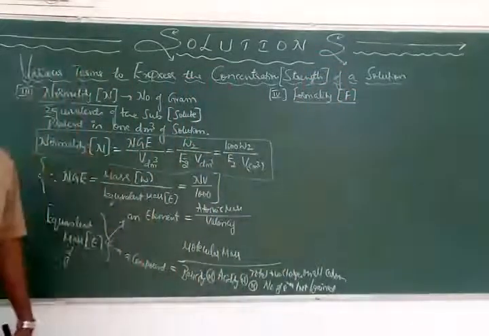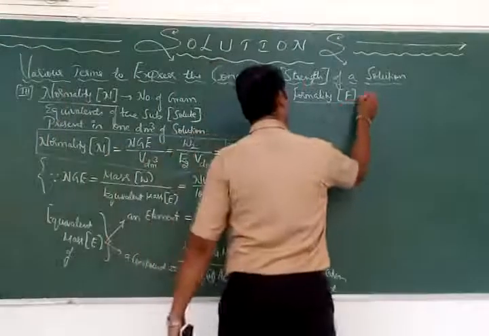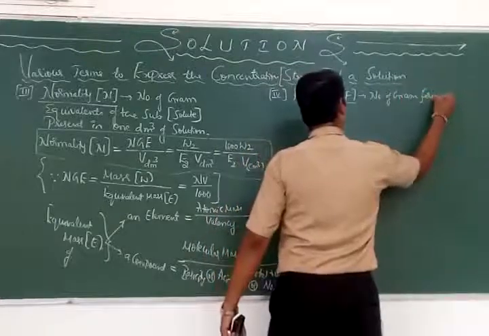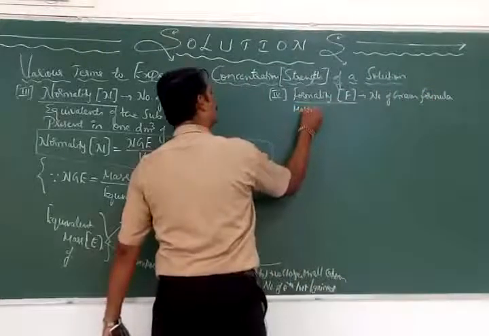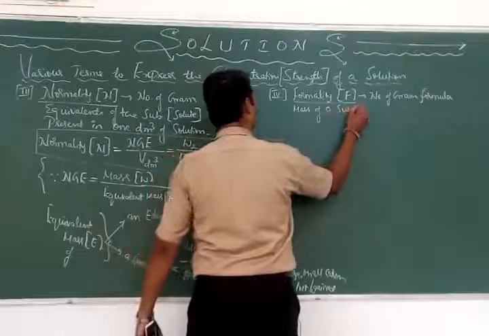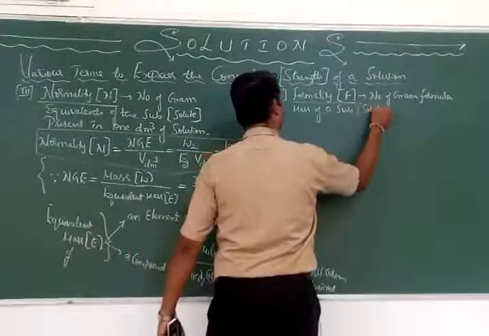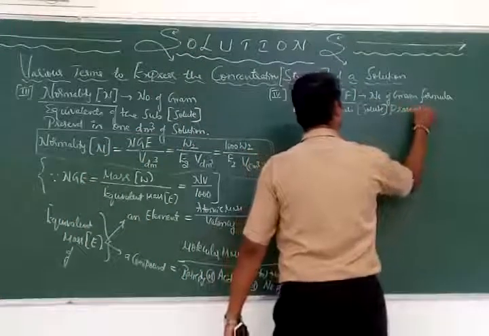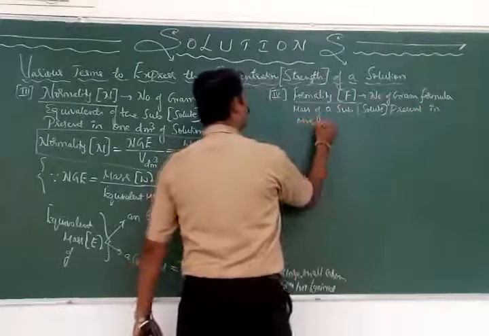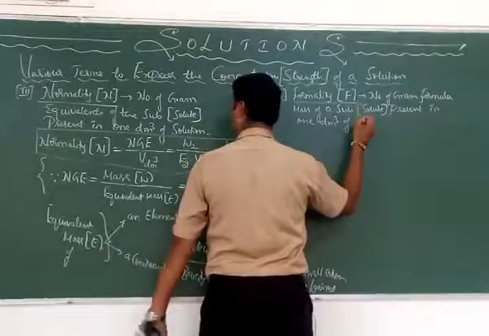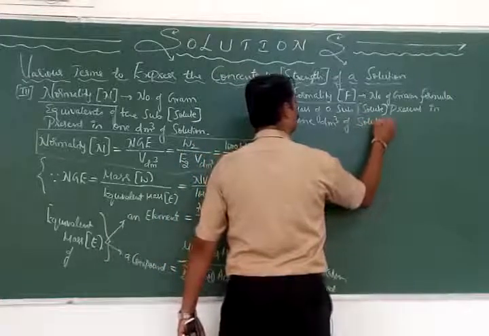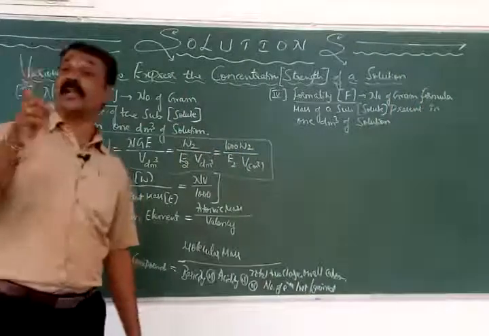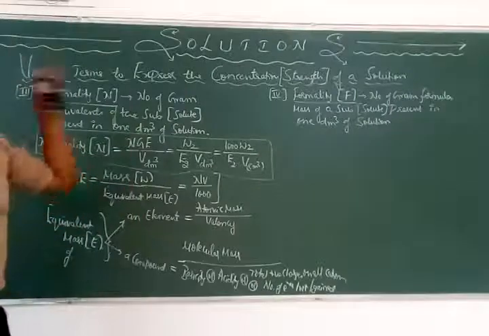What is formality now? It is also the number of gram formula mass of a substance, or a solute, that has been present in 1 dm cube of the solution. Number of what? Gram formula mass of a substance or a solute present in exactly 1 dm cube of the respective solution is called formality.